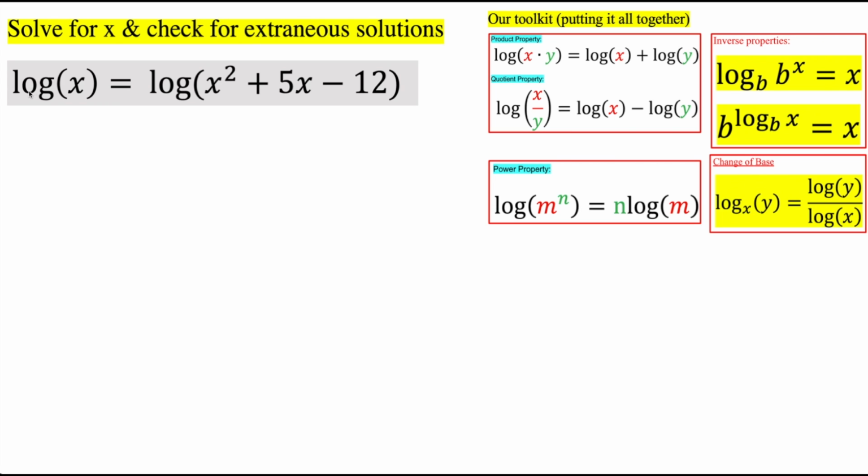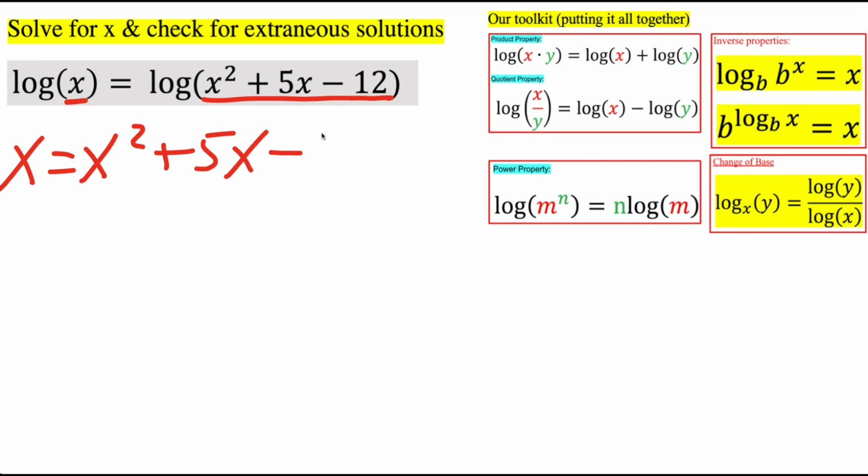But you notice here we have log parentheses x. Here you have log parentheses x squared plus 5x minus 12. So in short, you can ignore the log because essentially they're both the same, except this one is x and this one is x squared plus 5x minus 12. The log they both share, and so you can kind of ignore it. Or if you want to, you could put a base 10 on both sides, and it would cancel out using one of these log properties. So we focus on the inside piece. So x is equal to x squared plus 5x minus 12.